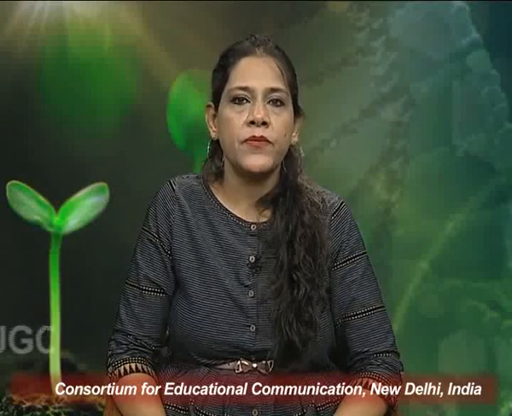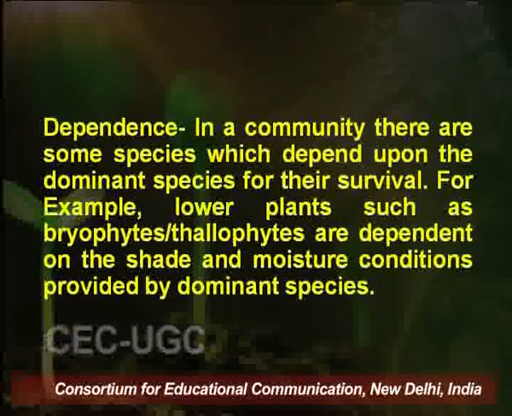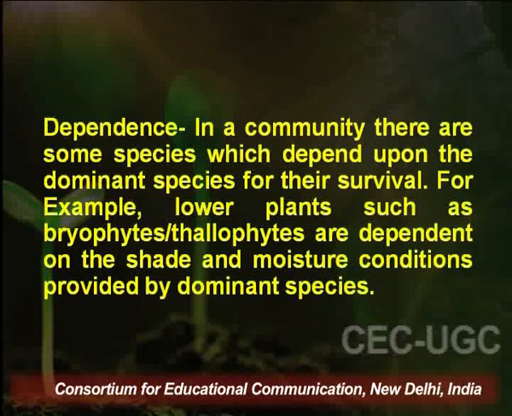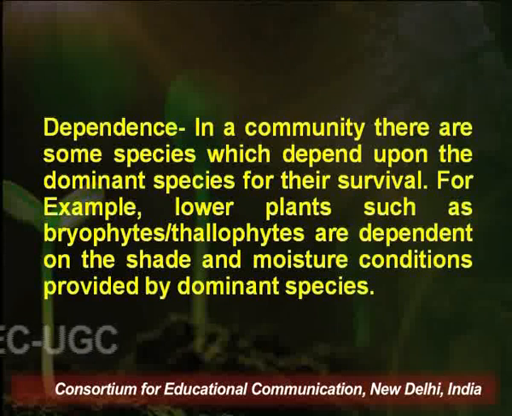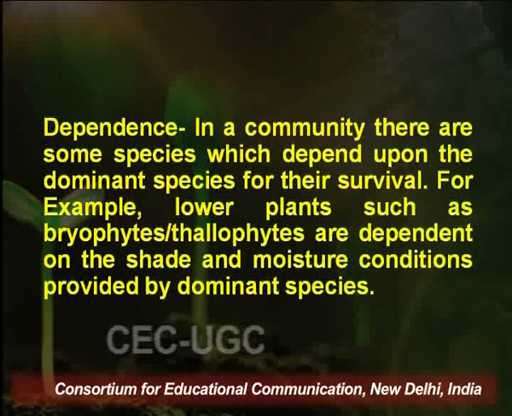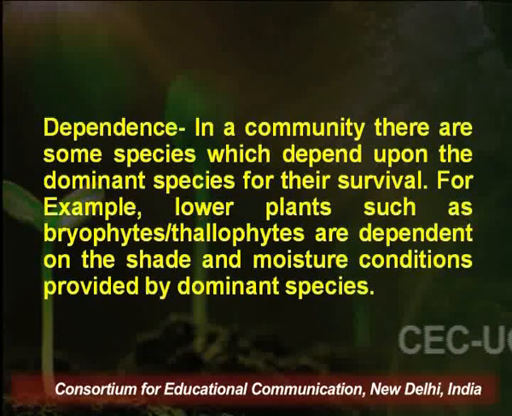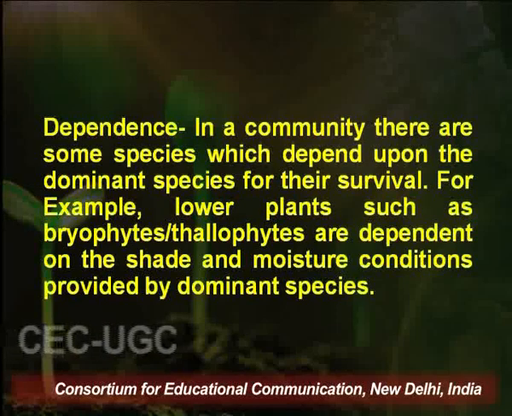Now, if we talk of dependence in a community, there are some species which depend upon the dominant species for their survival. For that, we shall understand what a dominant species is and the concept of keystone species. For example, lower plants such as bryophytes or thallophytes are dependent on the shade and moisture conditions provided by the dominant species present in the area.